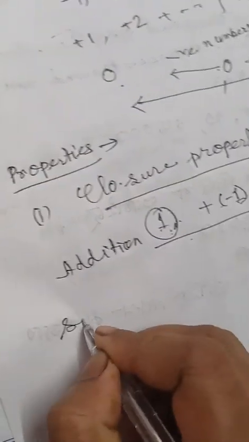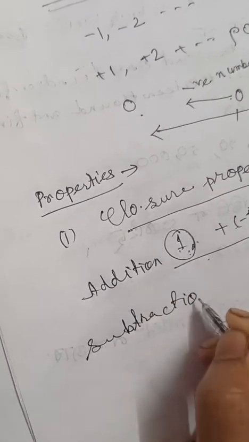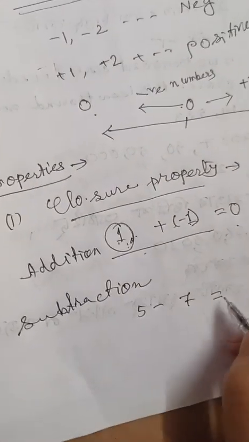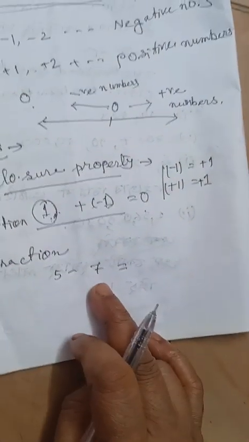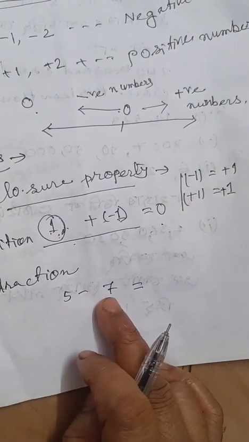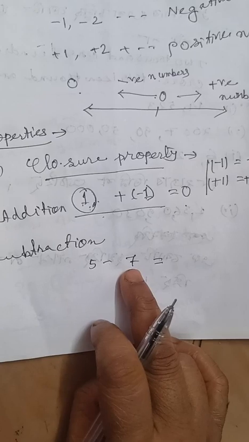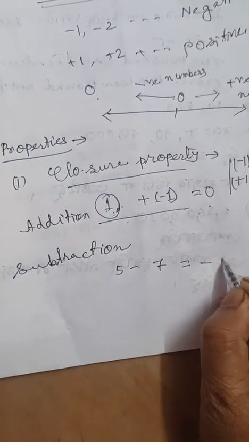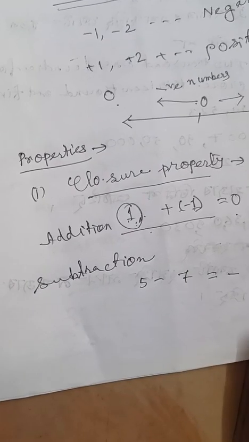Then see subtraction. Suppose 5 minus 7. Okay, what is the result? Here absolute value 5. Here absolute value 7. So we get the result whose absolute value is greater. Its absolute value is greater, so result is negative 2. It is an integer or not? It belongs to Z.